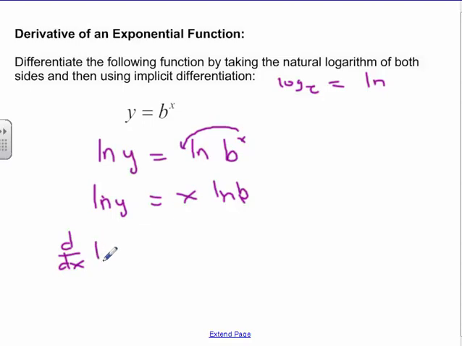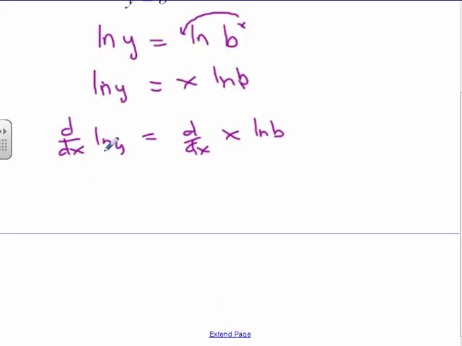So I'm going to take the derivative of ln y, and then the derivative of x ln b. Well, ln y, we just learned the derivative of ln is 1 over, so it'll be 1 over y times dy over dx. Because the derivative of a natural logarithm is 1 over x, but we have y, so it's 1 over y. But then since we used y instead of x, the chain rule or implicit differentiation is going to throw in a dy over dx, which is good, because we need that anyways, because we're solving for this.